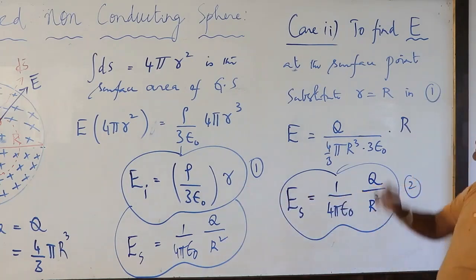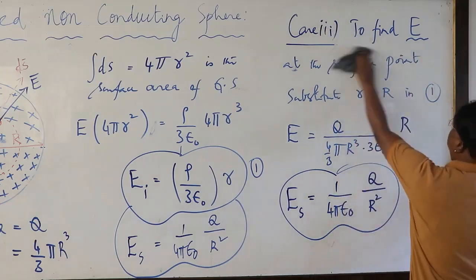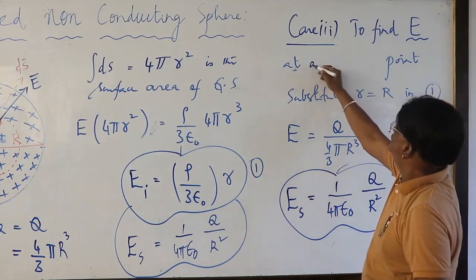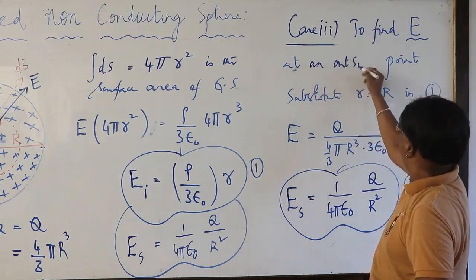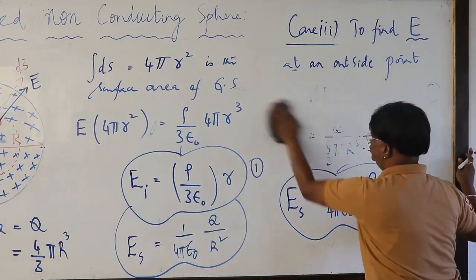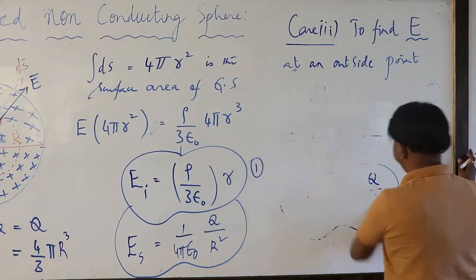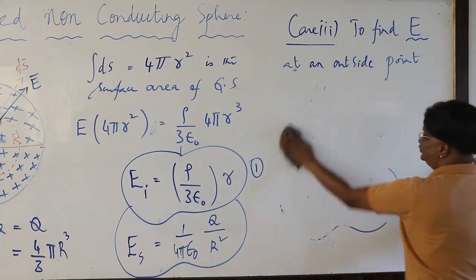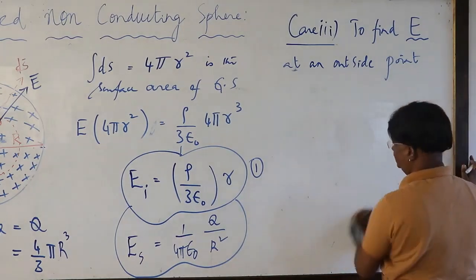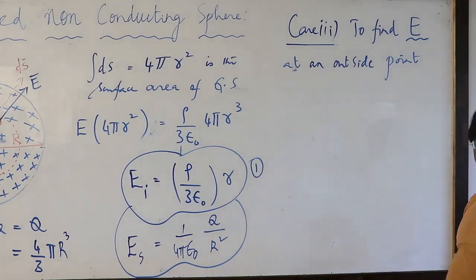So now case 3: to find E at an outside point. For an outside point, we cannot put small r equal to capital R, that is not possible here. For that, one more time, show the Gaussian surface, which will again have spherical symmetry.